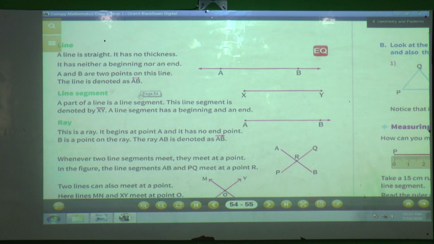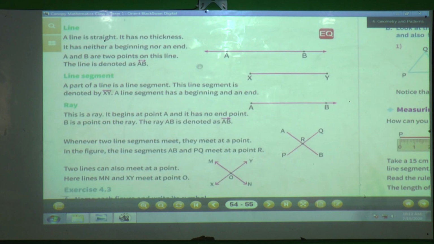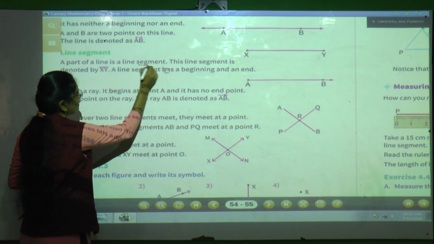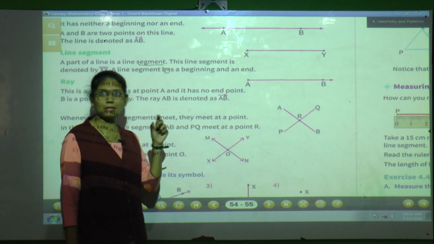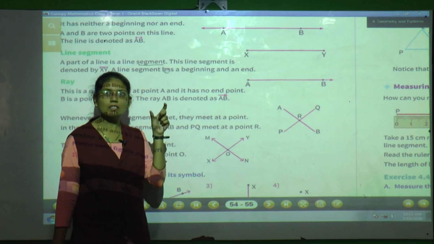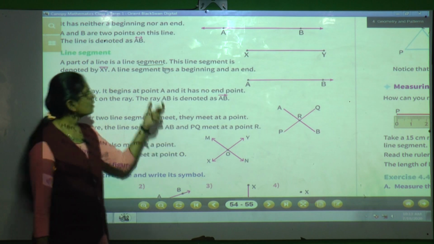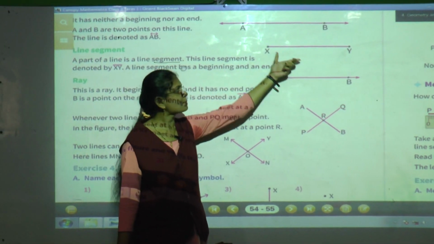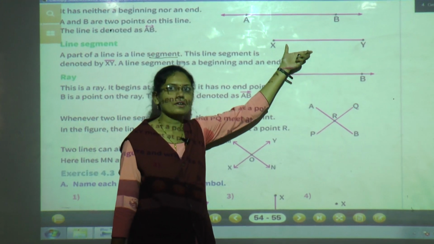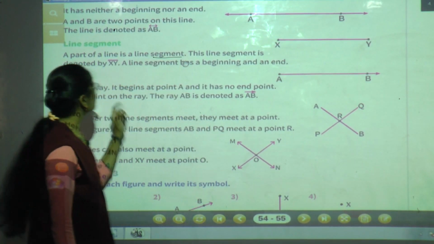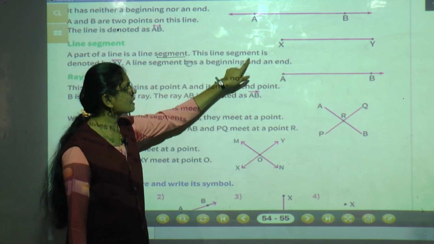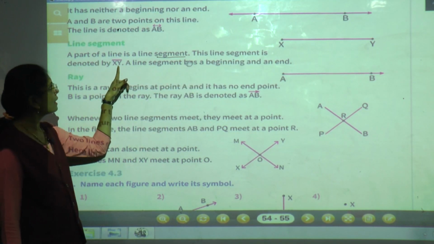The next is line segment. A part of a line is a line segment. Now say this word segment. Now what is meant by segment? Segment means a small piece. Okay. So it is a small piece of a line. So this is called a line segment. A part of a line is a line segment. This line segment is denoted by XY.